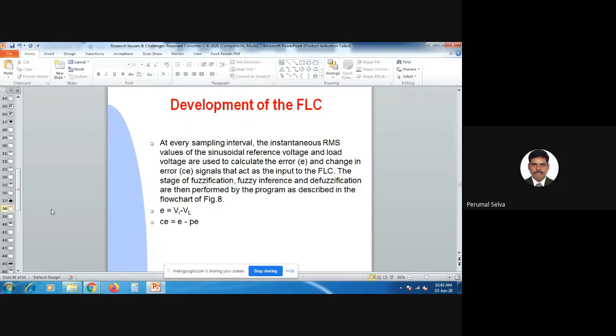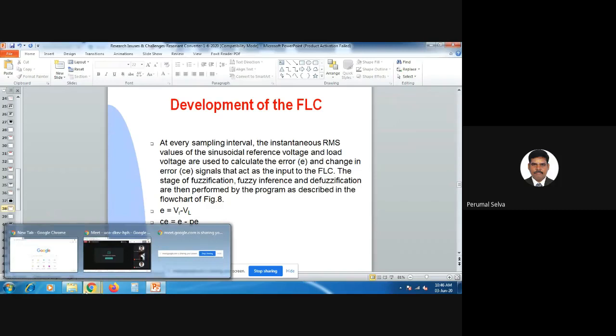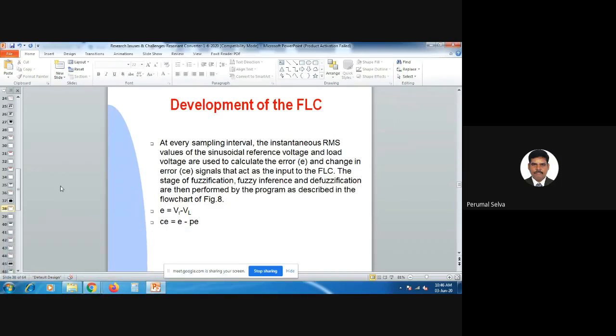So, development of fuzzy logic control. At every sampling interval, the instantaneous RMS values of the sinusoidal reference voltage and the load voltage are used to calculate the error E and the change in error CE signals that act as the input to the fuzzy logic controller. The stages of fuzzification, fuzzy inference, and defuzzification are then performed by the program as described in the flowchart.